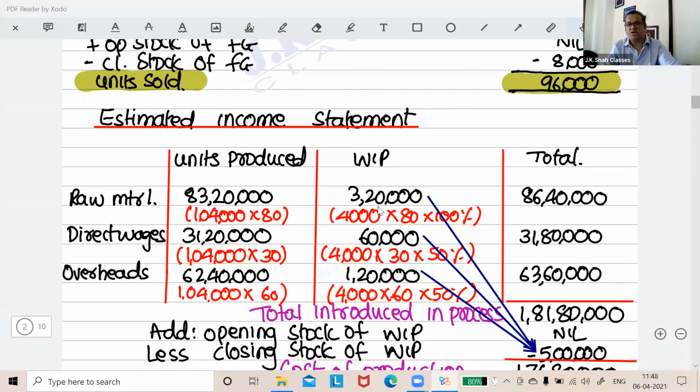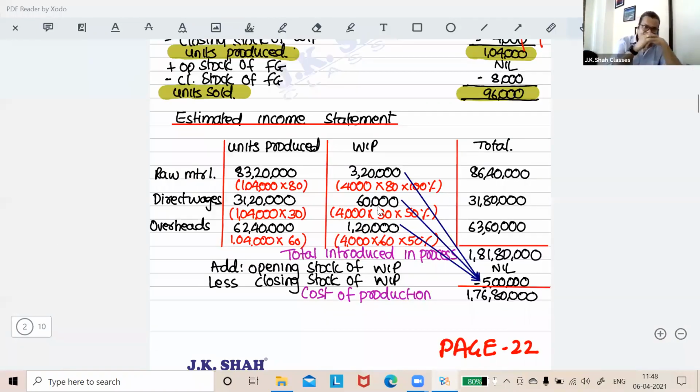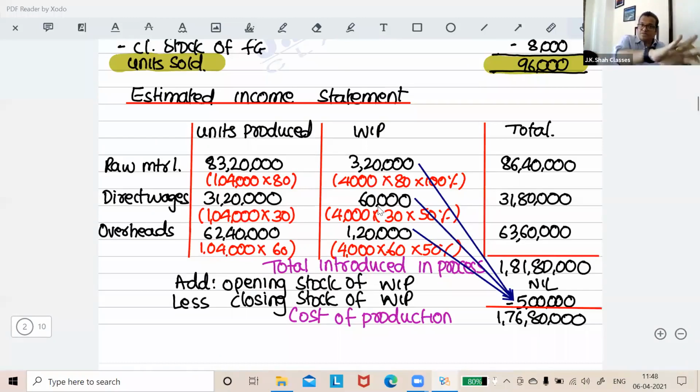Now see how the estimated income statement will appear in this case. Segregation for units produced and WIP. See, units produced. Remember the raw material rate, 80 rupees per unit. So as you can see on the screen, 1,04,000 into 80, 83,20,000 for units produced, raw material. In WIP, it will be 4,000 into 80. So why did I do it separately? I had to do it separately because of these two items, direct wages and overheads.